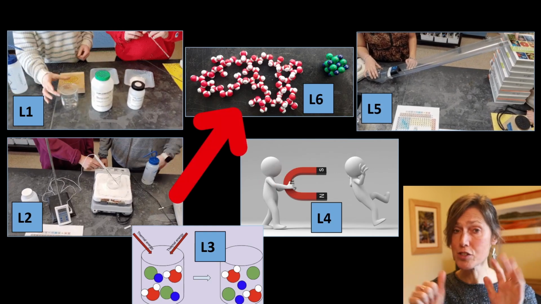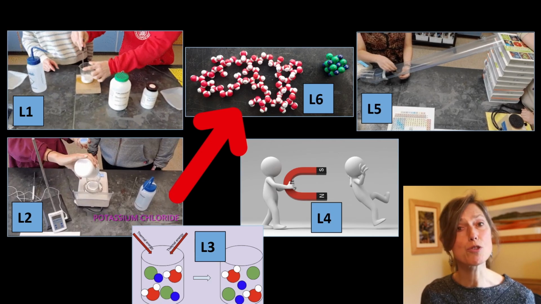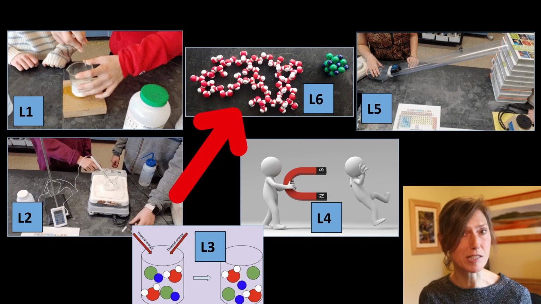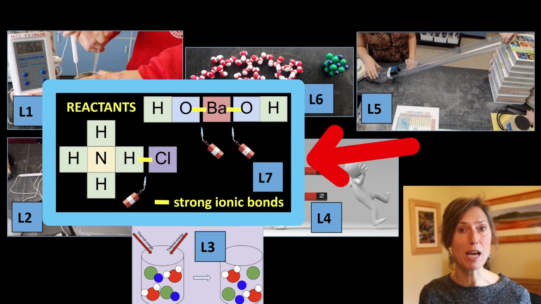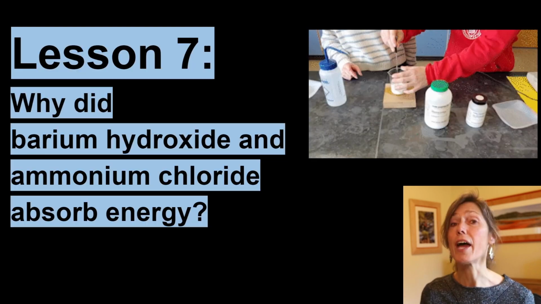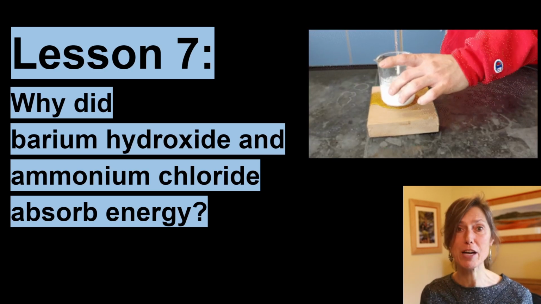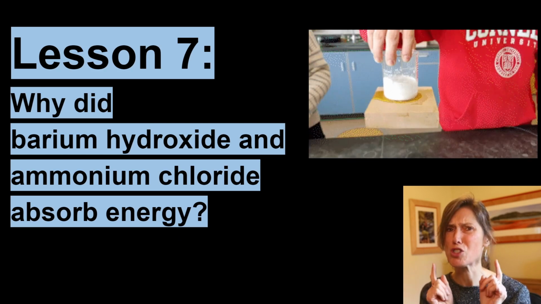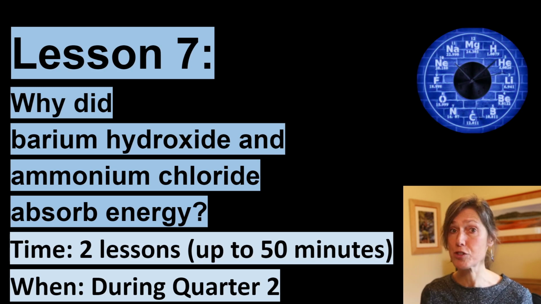In lesson 6, students are dissolving additional ionic compounds to evaluate whether all connections between atoms are of the same strength. But this video chronicles lesson 7 of the chemical bonding storyline, which takes us back to that first lesson. And for this lesson 7, students are answering the question, why did barium hydroxide and ammonium chloride, when mixed together, absorb so much energy? This lesson took 2 class periods to complete.